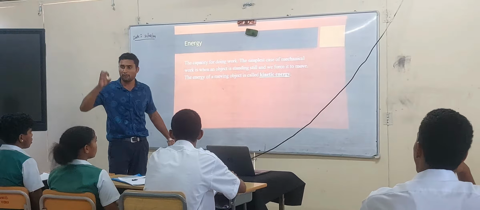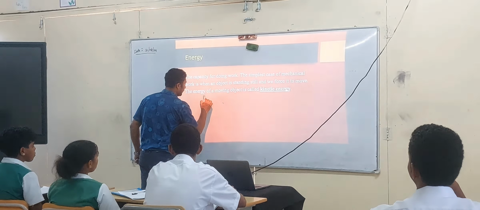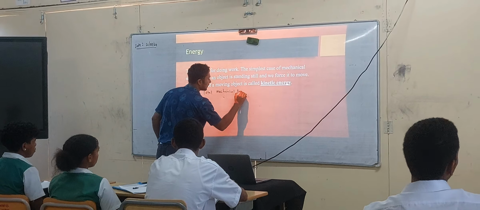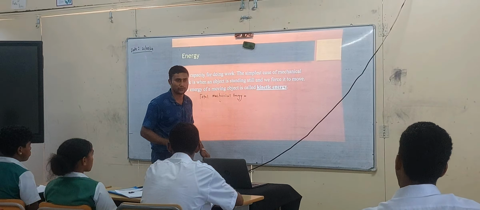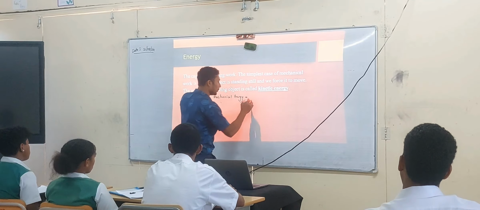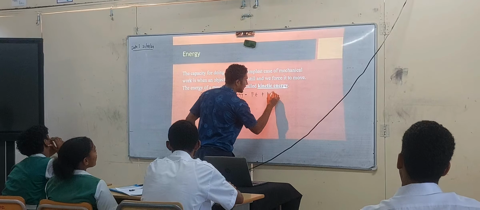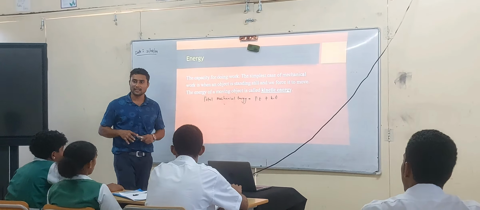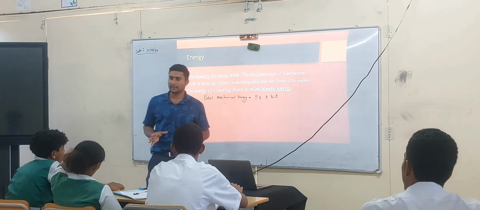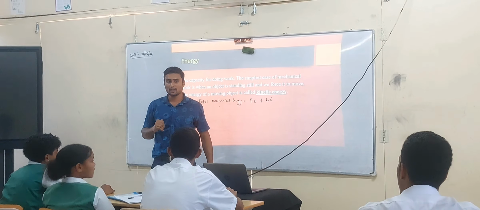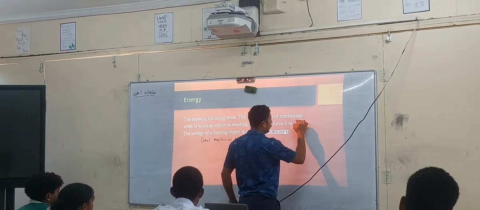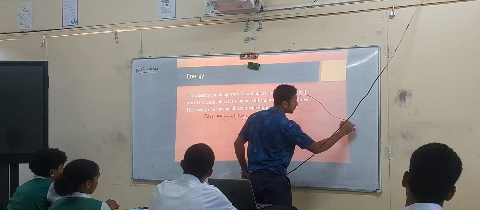So total mechanical energy: if an object is moving at a certain height, then it will have potential energy plus kinetic energy. If any object is at a stationary position but at a certain height, for example, let's say this is a slope.